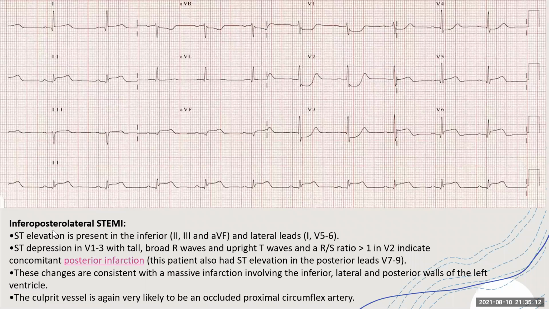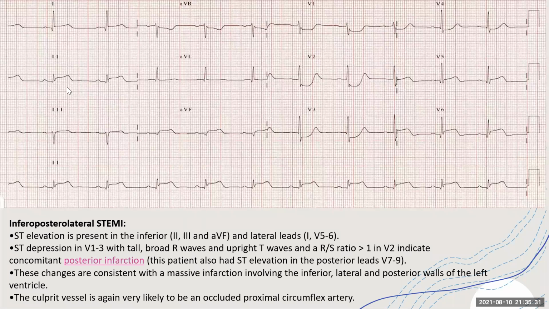All right. So now we will see here, this one is inferior posterior lateral. You will look for every lead related to the inferior side, posterior side, and lateral side. Especially if you look at 2, 3, AVF and 1, V5, V6, and you see ST elevation, we will say it's an inferior posterior lateral MI.